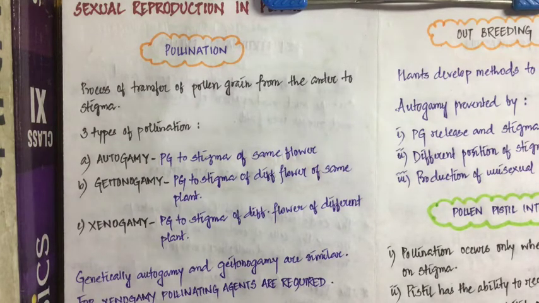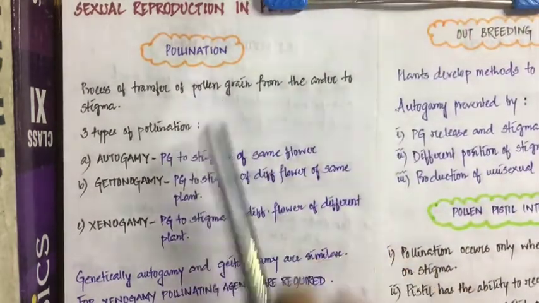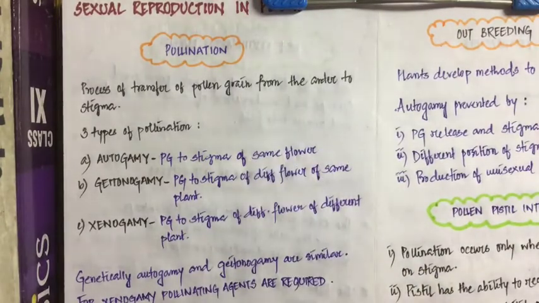So we have already seen that gamete transfer in plants is called pollination, whereas in animals it is called copulation. So here we are discussing the transfer of pollen grains or gametes in plants, which is also called pollination. So what is pollination? Pollination is the transfer of pollen grains from the anther to the stigma. It might sound new to all of you, but it's very simple and very easy.